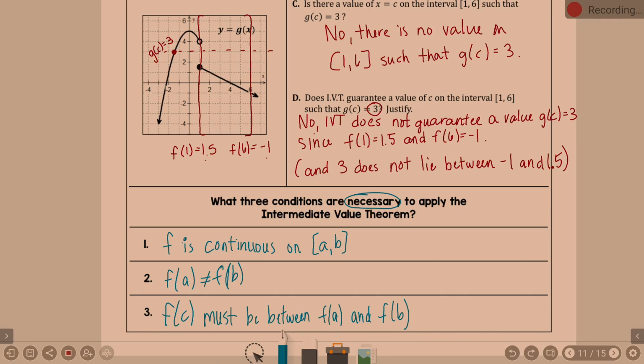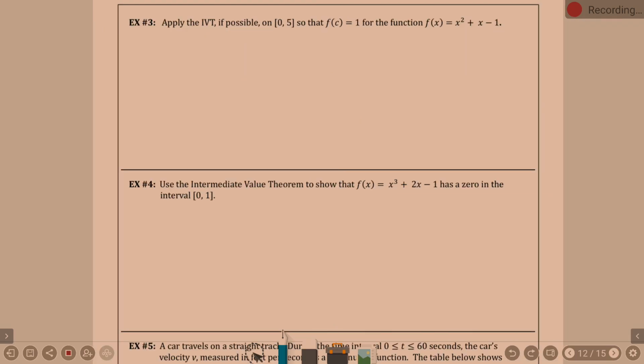Okay, continuing on, let's try and get through, we should be able to get through example 3. Okay, so apply the IVT. So basic example to use it, apply the IVT if possible on the interval from 0 to 5 so that f of c equals 1 for the function f of x equals x squared plus x minus 1.